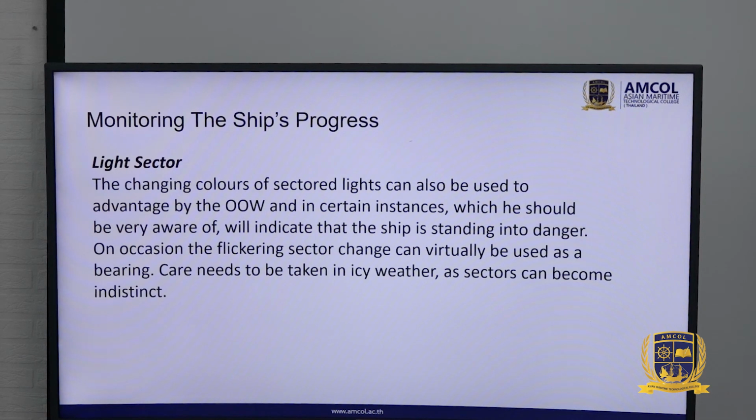Light sector, changing colors of sector light can also be used for the advantage of the OOW. In certain circumstances, it should be noted that it will indicate that the ship is standing into danger. On occasion, the flickering sector change can virtually be used as a bearing. Care needs to be taken in icy weather as sectors can become indistinct. So, depending on what light you see, you will be able to understand whether you are in safe waters or in danger waters.